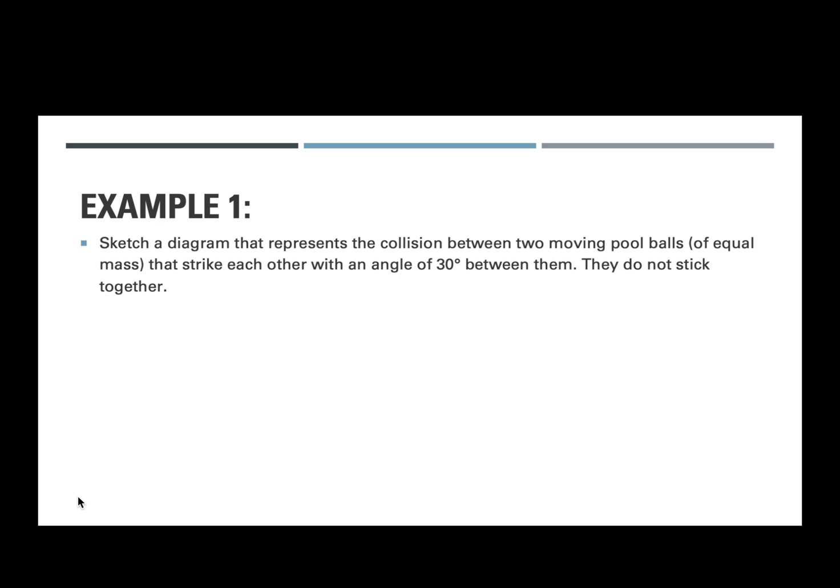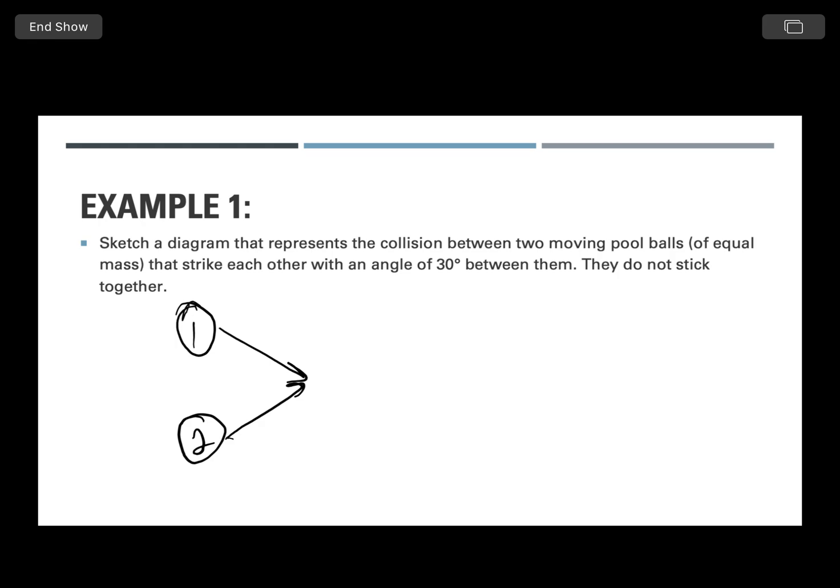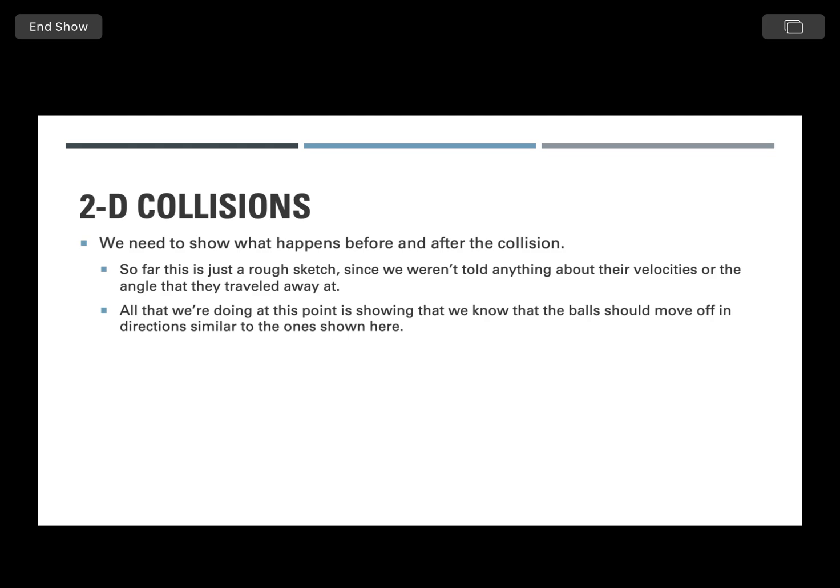So let's first sketch a diagram. I want you to pause this, give this a read, and let's sketch this diagram. Okay, so I've got the two balls, and they are coming together, and they're going to form an angle of 30 degrees. And then this first one's going to bounce up, and this one's going to bounce down. Okay, pretty straightforward. The idea of these diagrams is that we're trying to show what happens.